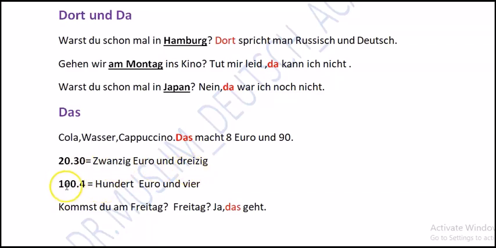The next one is 100 Euro und 4. It means 100 euro and 4 cents. Kommst du am Freitag? We are asking a friend, are you coming on Friday? And he says Freitag, on Friday. We say ja, das geht. When he says ja, das geht, it means yes, it is possible.